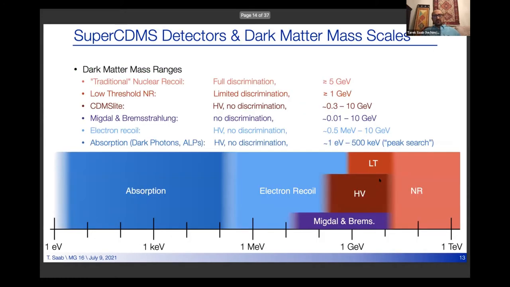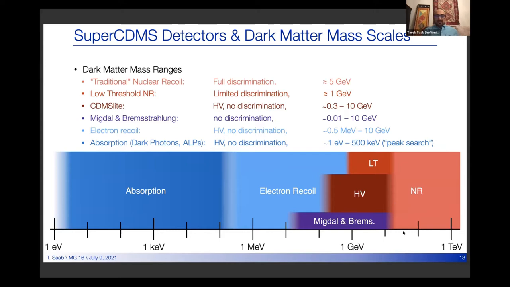So if we put all of this together, I'll very briefly go through this. It shows you the type, the technique that we use and the mass range that you're able to probe. The large detectors are able to probe regions above 1 GeV, and then by applying the high voltage, you lose background discrimination, but you're able to probe electron recoil interactions down to 1 MeV. Beyond that, the channel that you can probe is inelastic or direct absorption of, say, a dark photon or an axion-like particle, all the way down to an eV scale, which is the band gap in silicon.